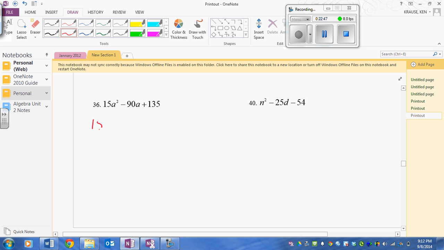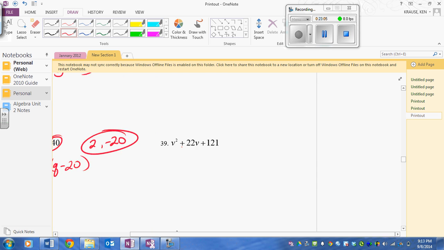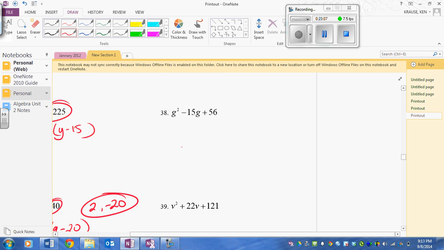So you're going to actually have to take out the 15. You're left with a squared minus 6a plus 9. And I think we've already factored this one. a minus 3, a minus 3. Oh my God, I want to get to the more exciting ones.